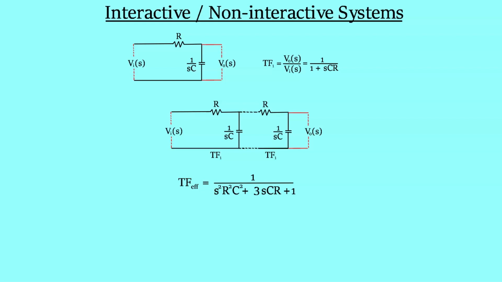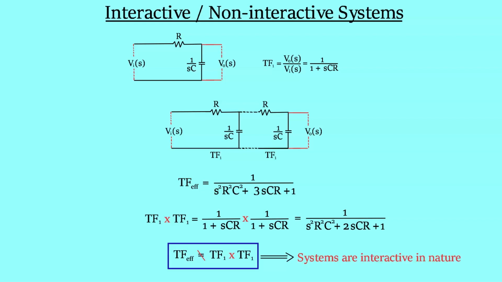Well, anyways, if we multiply the transfer function of the system with itself, then we can observe the overall effective transfer function is not equal to the product of the transfer function with itself. Therefore, the systems are interactive in nature.